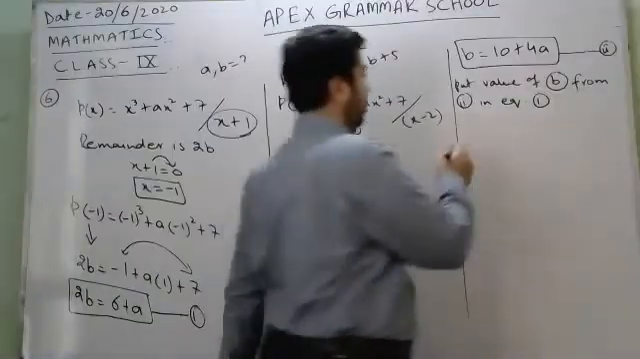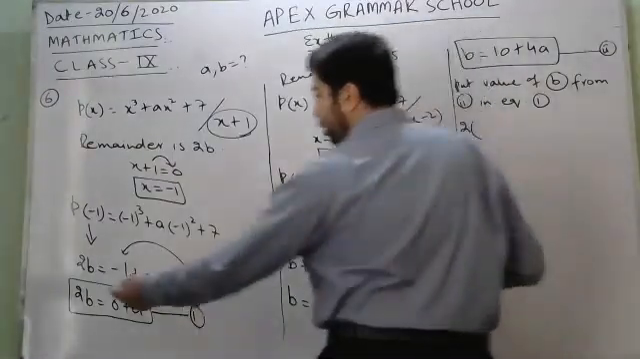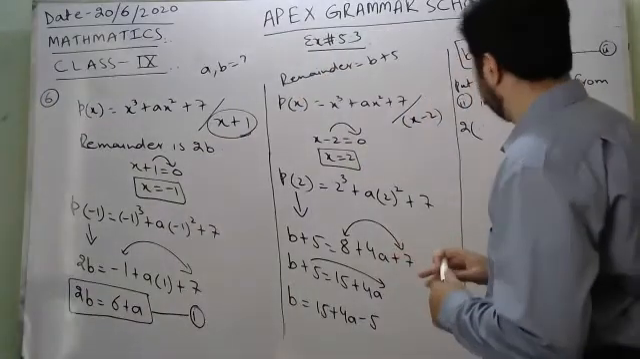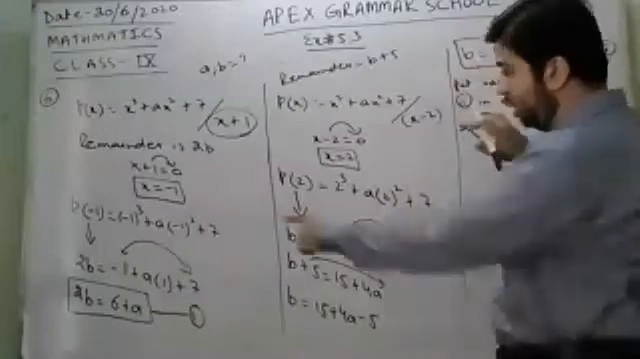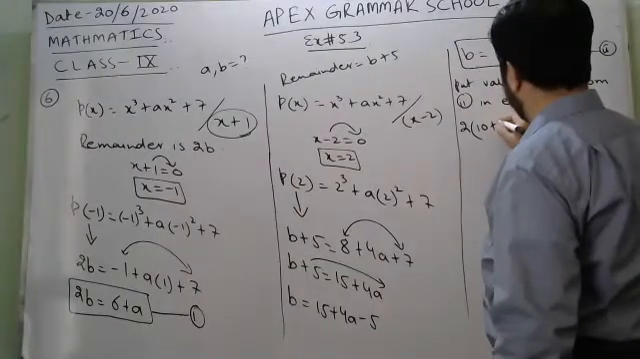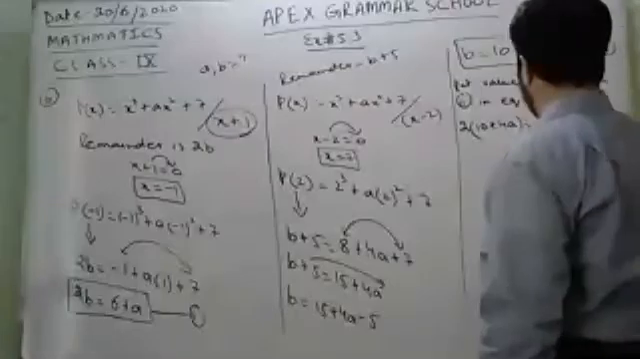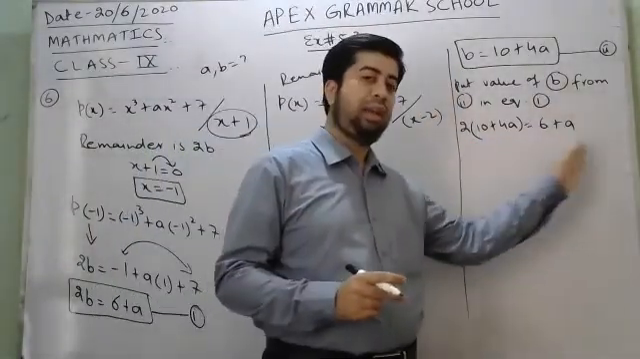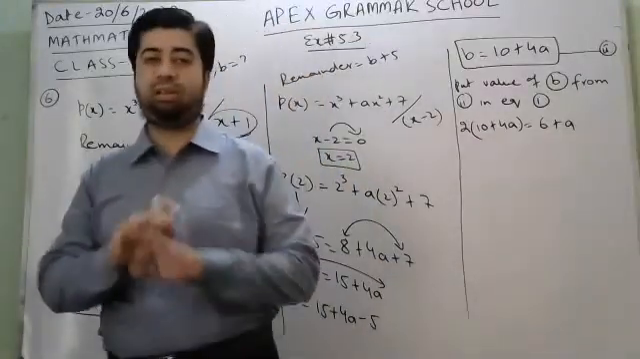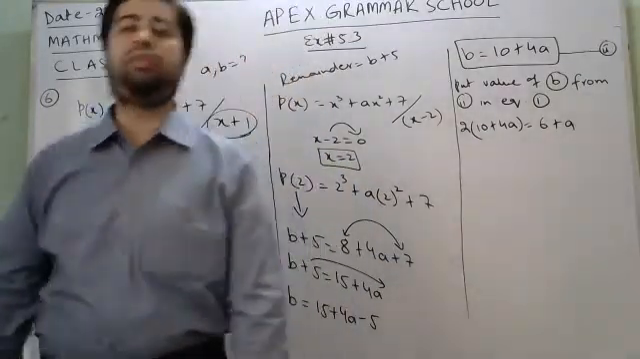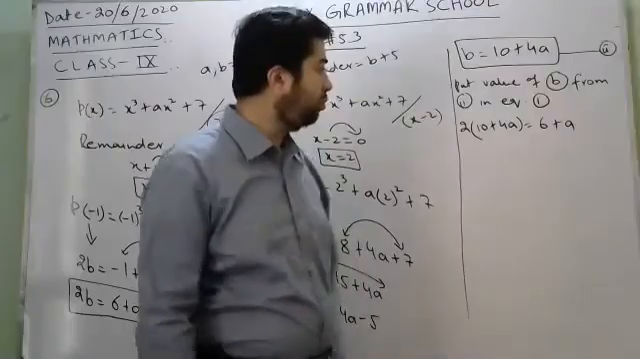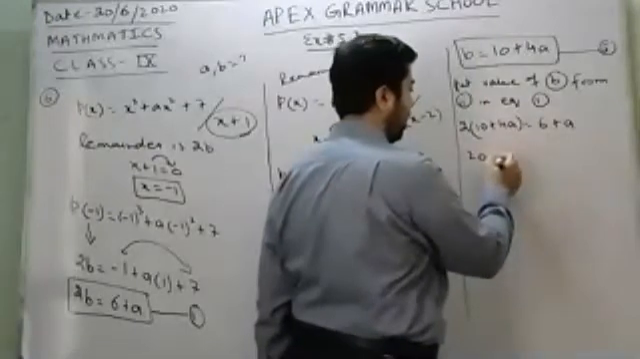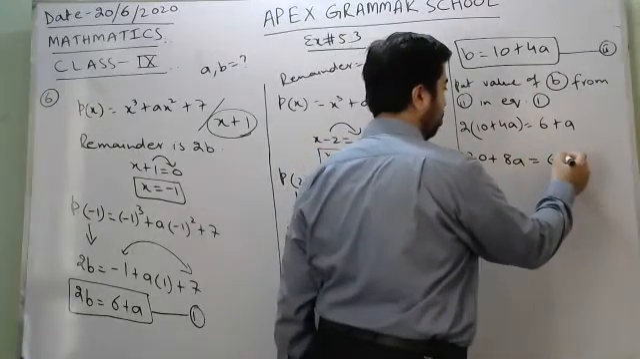So this is 2. After that, b is going to multiply with this 2. We are just putting this value of b there. So 10 plus 4a is equal to 6 plus a. Now you can see that there is only a present in this equation. b is just abolished. So you can easily get the value of a. 2 is going to multiply inside. 2 times 10 plus 2 times 4a is 8a, equal to 6 plus a.